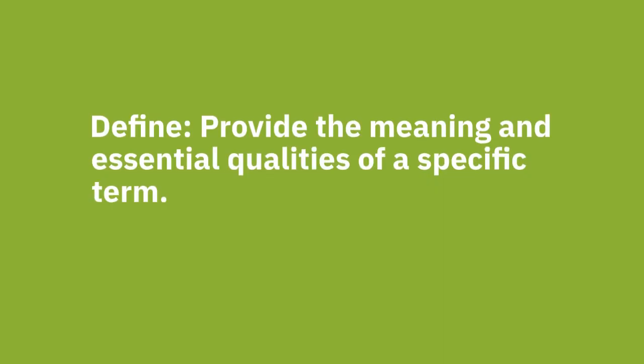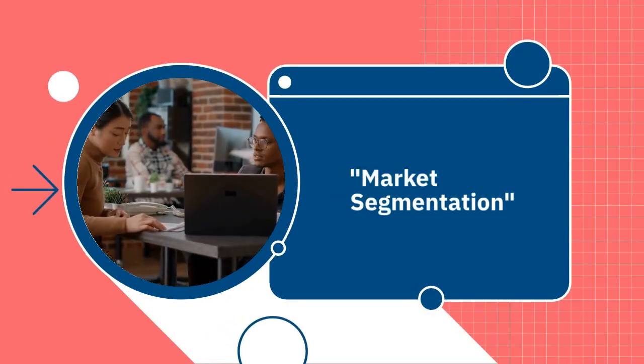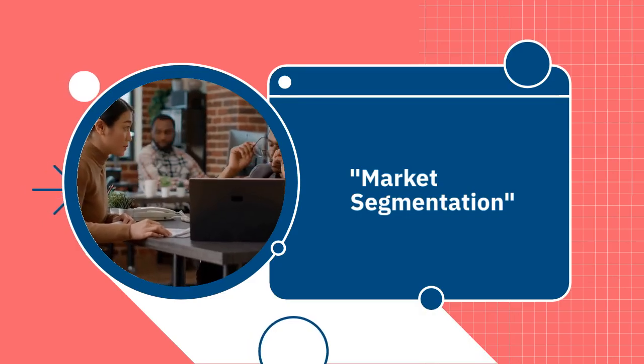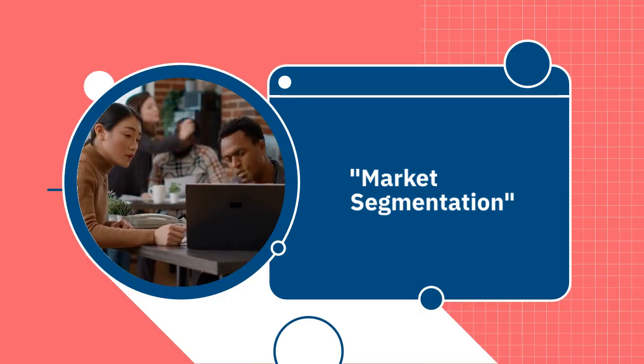Define. When asked to define, you need to provide the meaning and essential qualities of a specific term. For instance, if the question is to define market segmentation, you should explain that it involves dividing a market into distinct groups of buyers with different needs or characteristics.